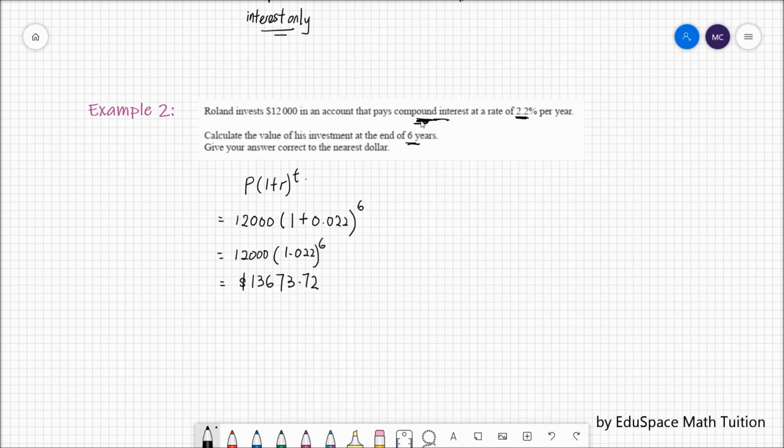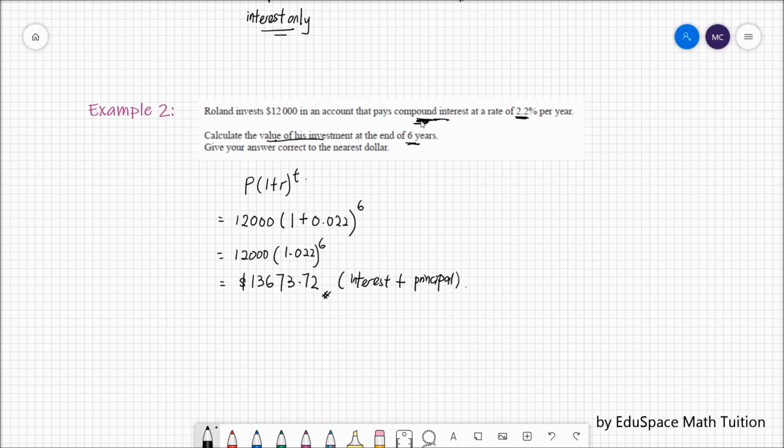13,673.72. Bear in mind that this will be giving us the final amount. Basically, this amount is already interest plus the principal amount, which means this is the total value at the end. The question asks, what is the value of his investment? Therefore, this is already the answer, because this is already inclusive of interest and principal.